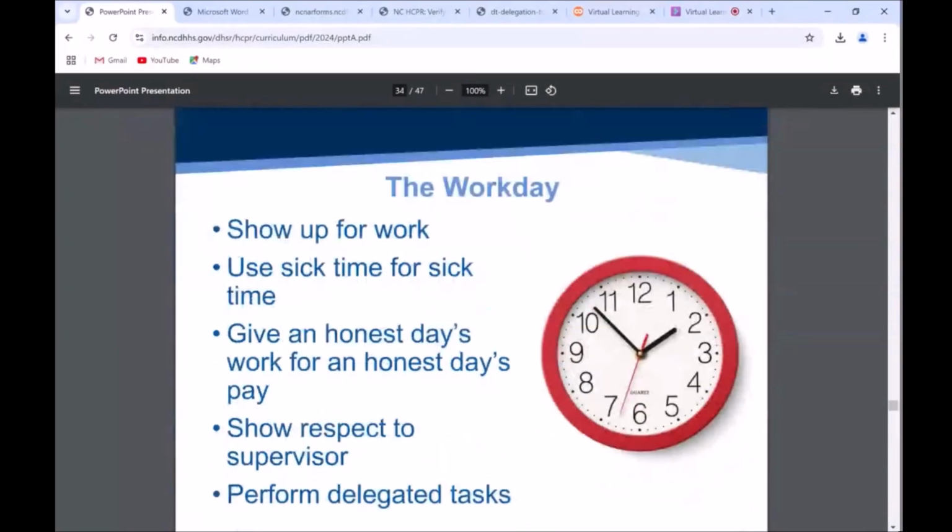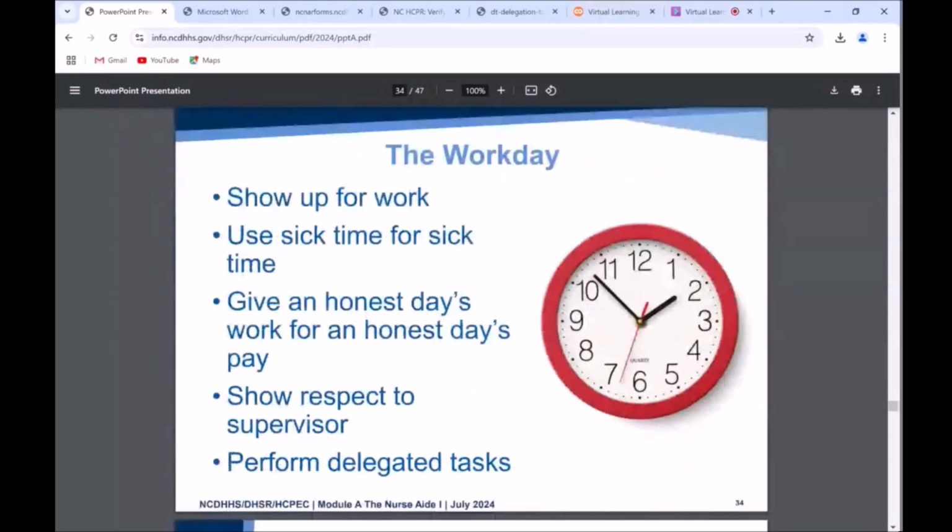As far as your work day goes, report on time and when you're scheduled. Use your sick time for sick time. Perform an honest day's work for an honest day's pay. Show respect to boss and supervisors. Don't join in with criticizing. Perform tasks delegated by your nurse.